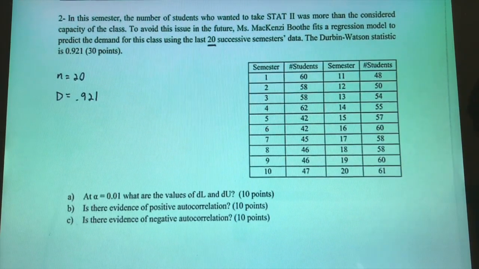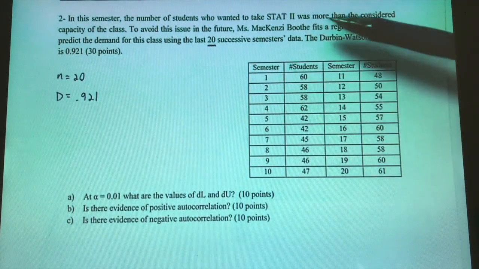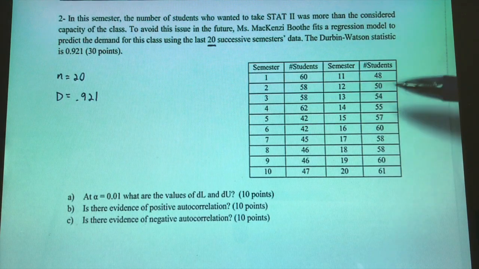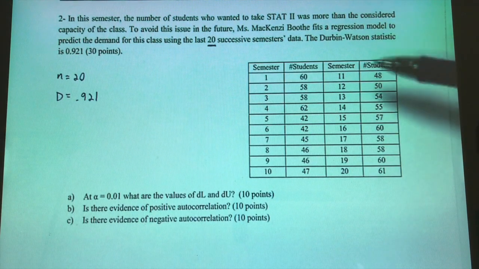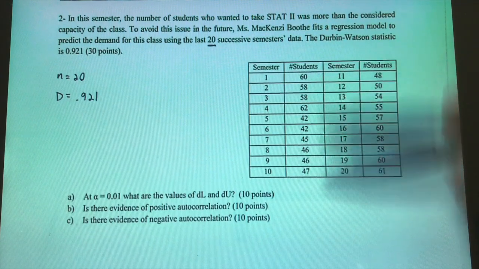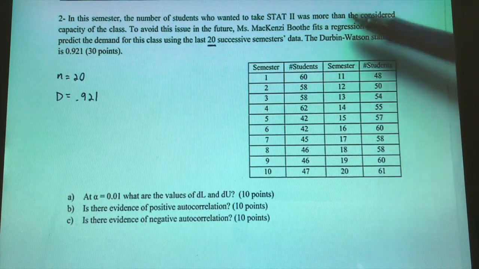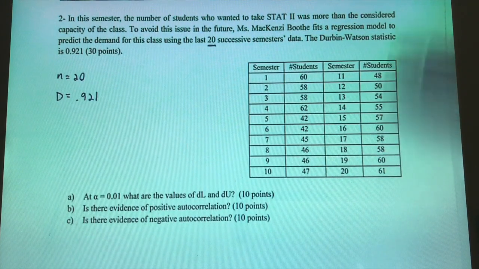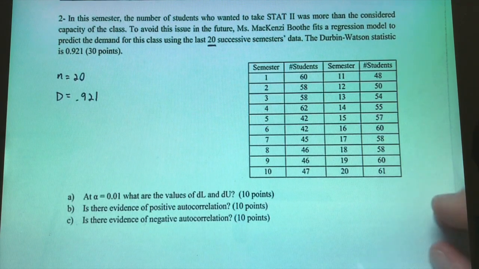So just to double check and make sure that everything is in order, you're going to look over here. The semester columns are the numbers that you're going to be concerned with. You're not really going to be using the data for the number of students each semester. You're kind of looking for a sample number, if you will.